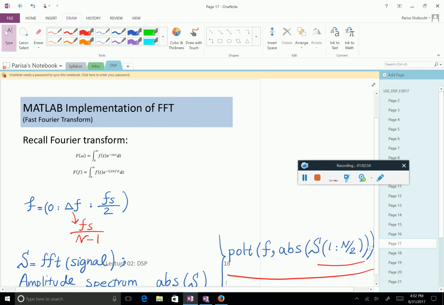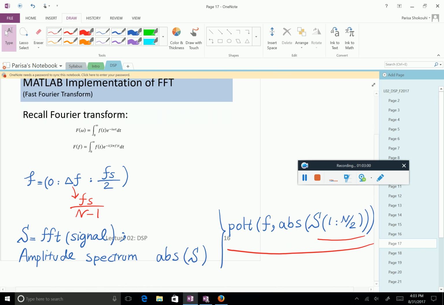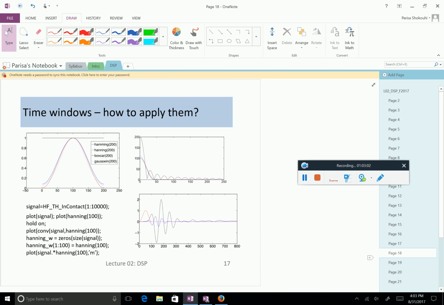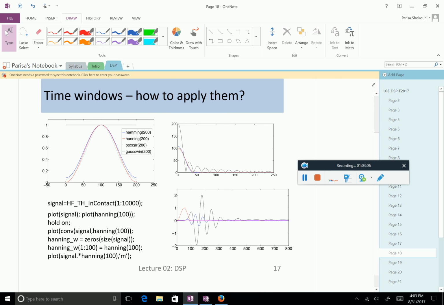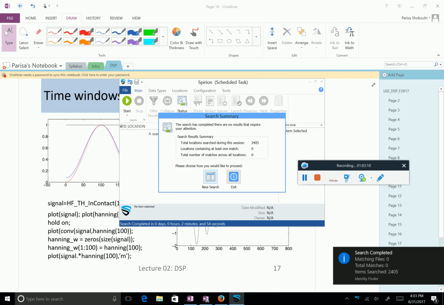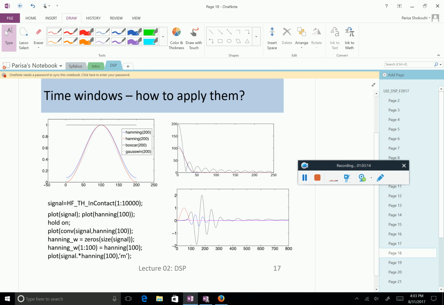There are some details on the discrete Fourier transform. I skipped that. Please look in the notes. It's not too important, but it's good to know. Now that you are already there, you have this signal. What happened? You have this signal already opened up.